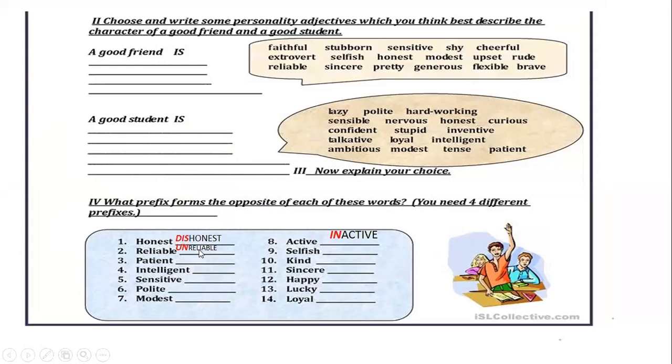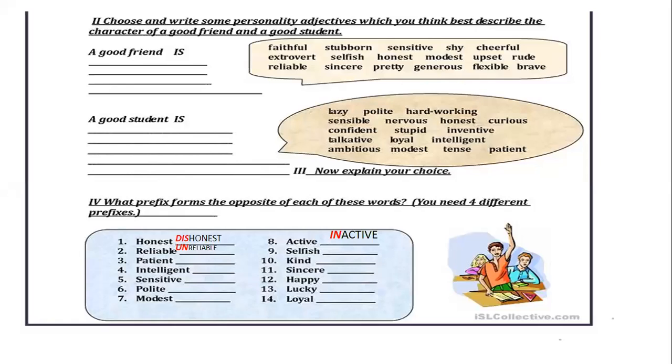Reliable, unreliable. Active, inactive. Right? Y el otro, impatient. Okay, and impolite, modest. Me faltó, no, ahí está, disloyal. Bueno, no sé por qué dice cuatro, pero aquí tenemos tres nada más. So you can continue looking for. Podemos continuar buscando, ¿verdad? But the idea is that you can build.